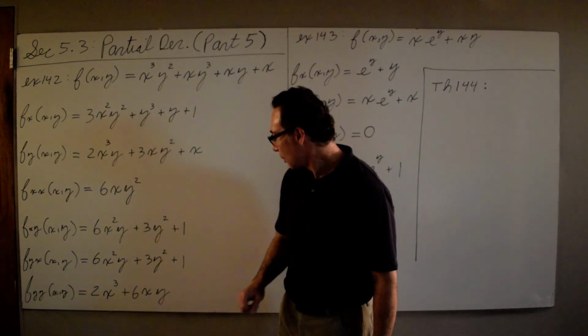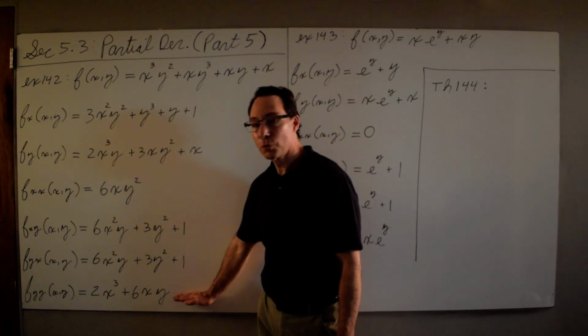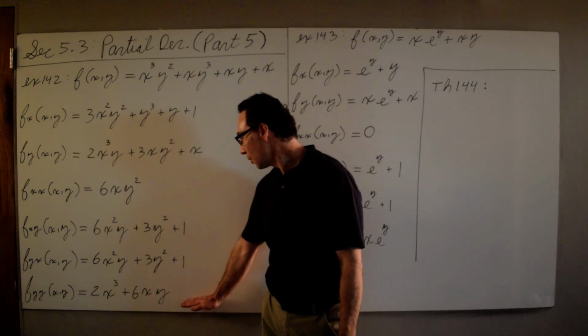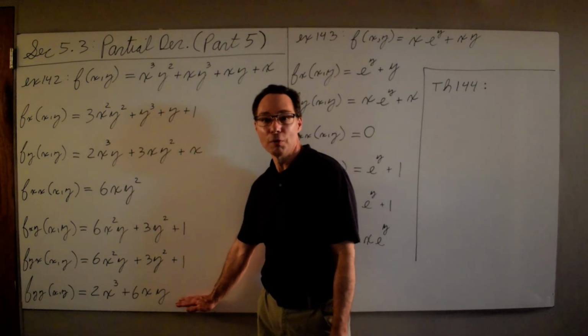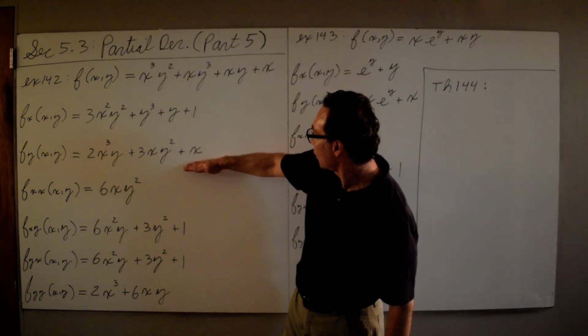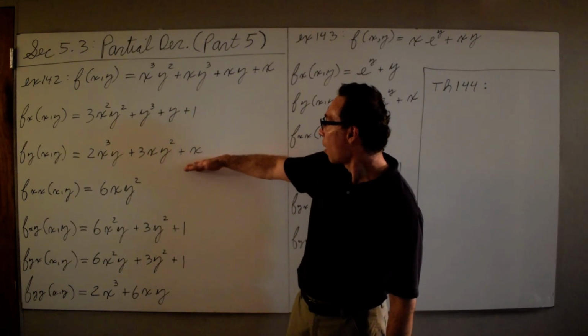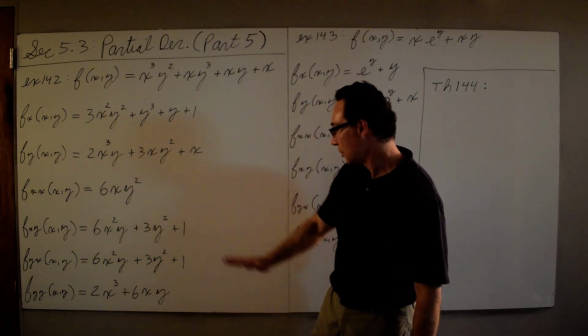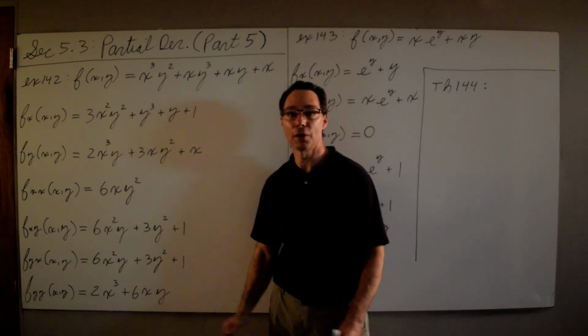Then we have the partial derivative with respect to y of the partial derivative with respect to y. So we start with this function and calculate the partial derivative with respect to y. We have 2x cubed plus 6x y plus 0. And that's what we have here.